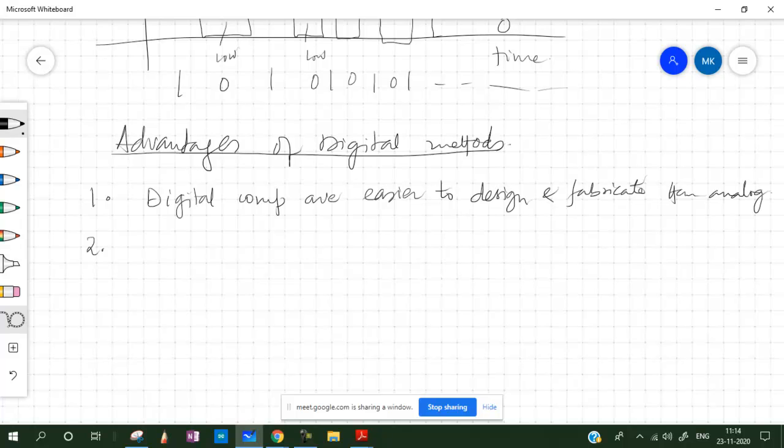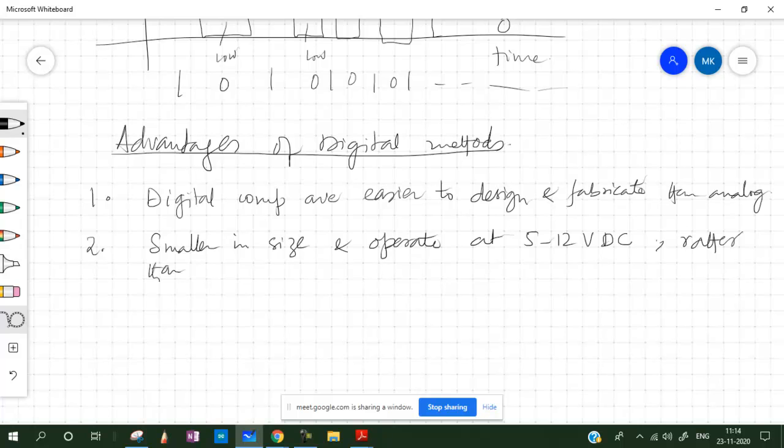This is similar to what we have talked about with the analog filters and the digital filters. Also, they are smaller in size and operate generally at 5 to 12 volts DC, rather than the bulkiness of the analog components or devices, which require higher voltages.